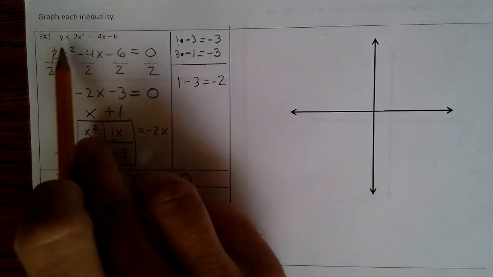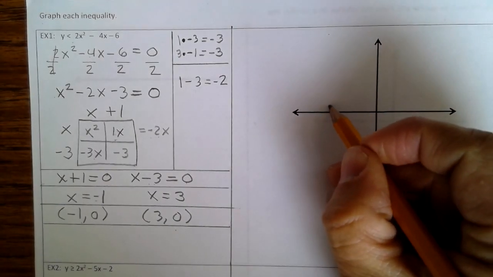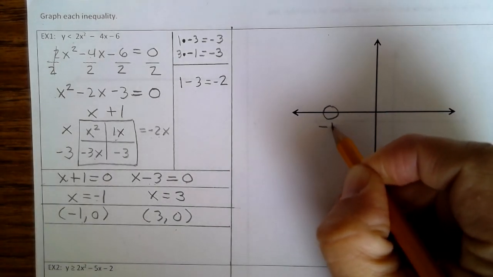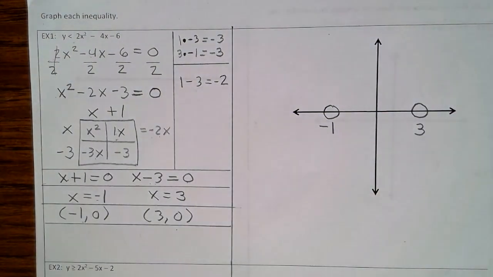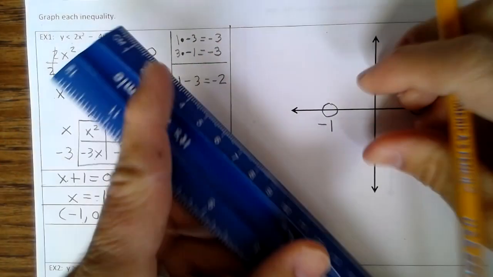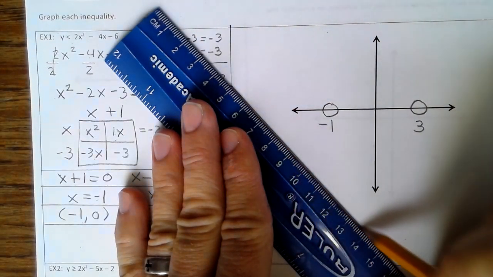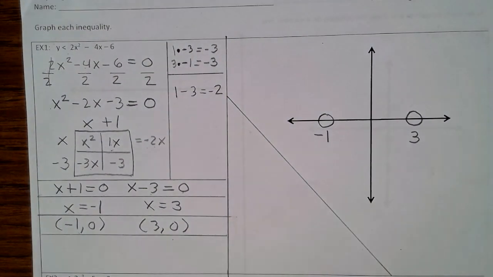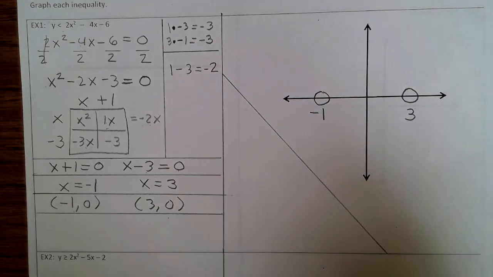Now, because this is less than, these are open circles. So we have an open circle at negative 1, and we have an open circle at 3. Okay, now we need to find the vertex. Now I'm going to draw a line here to leave some space for our work and then leave space for the graph.